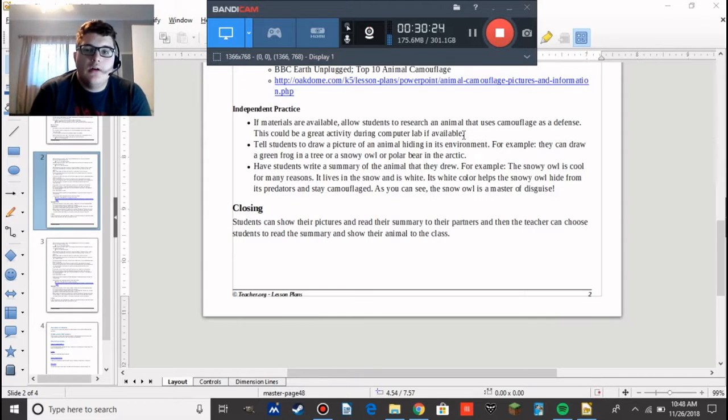Tell the students to draw an animal, and so on. Have the student write a summary. This is where it would be different. Possibly have them assign a single student to act as the writer, and they can all input stuff. For an example, polar bear.